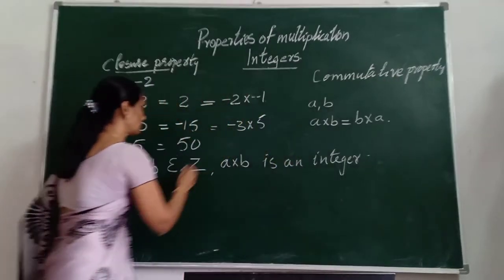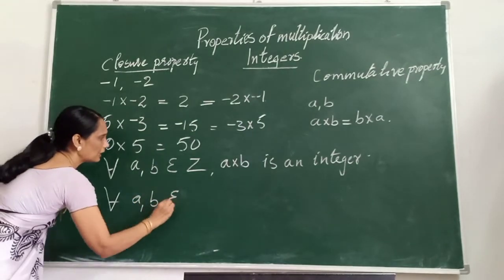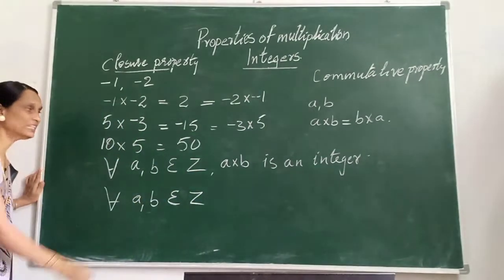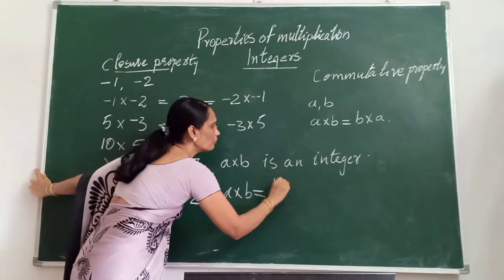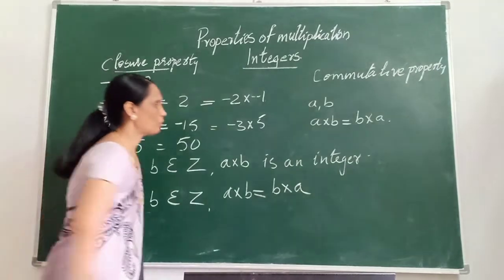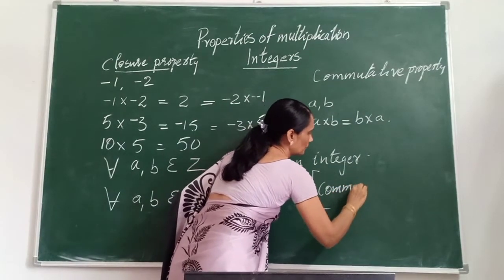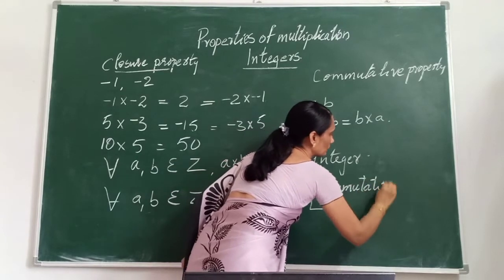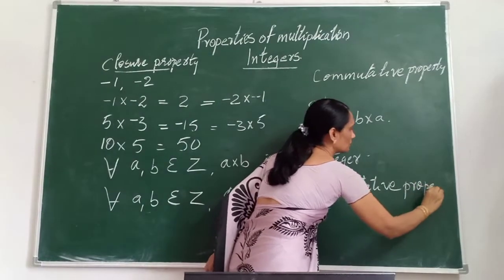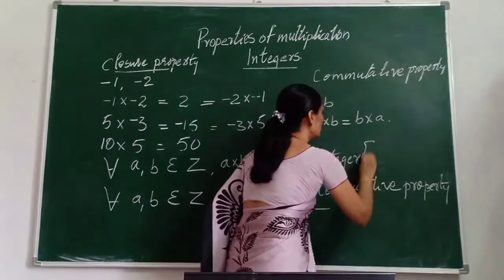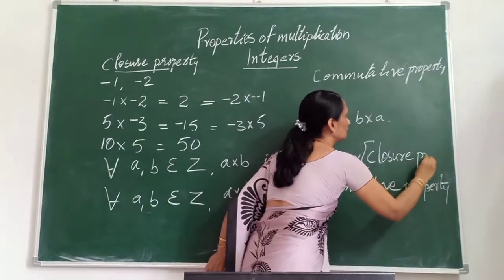Let us write the property like this. For all A, B, element of Z, means integers, A into B is equal to B into A. So what is this property? Commutative property. Commutative property under multiplication. And what is this? Closure property under multiplication.